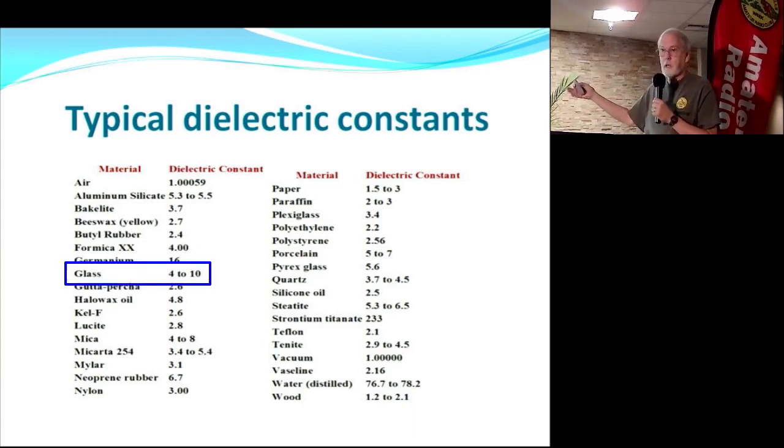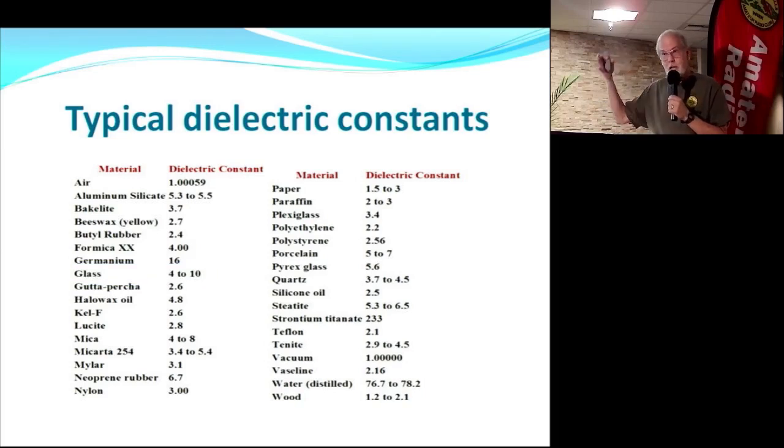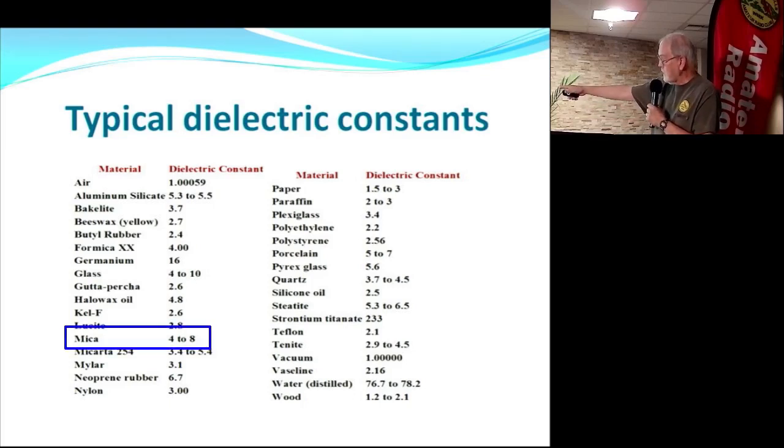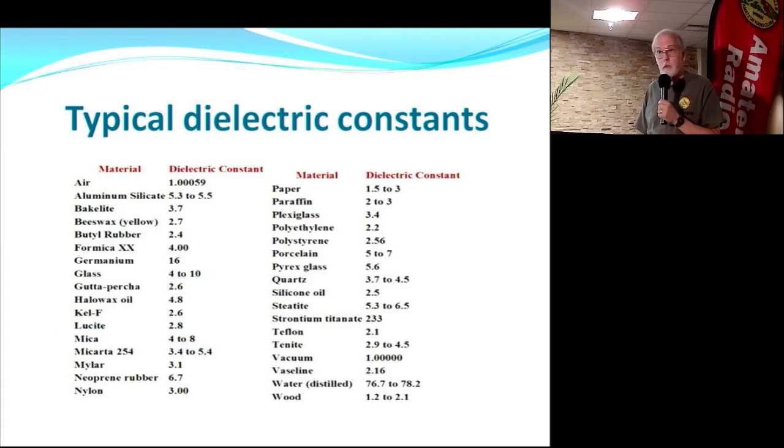Glass, for example: when I was in high school, we would make capacitors using foil and glass, put the foil on either side of the piece of glass, put a wire to it, hook it up to our Tesla coils, and shock everybody in the class with that kind of activity. But those are some of the values. You notice mica on the left, 4 to 8, pretty good. 4 times better than air, for example.